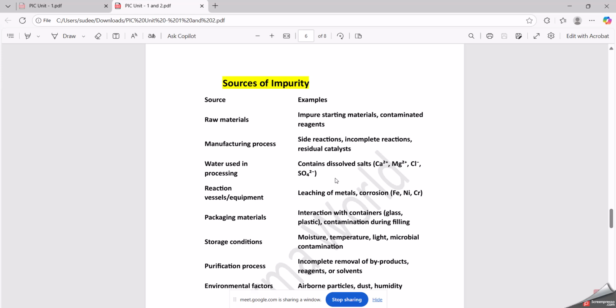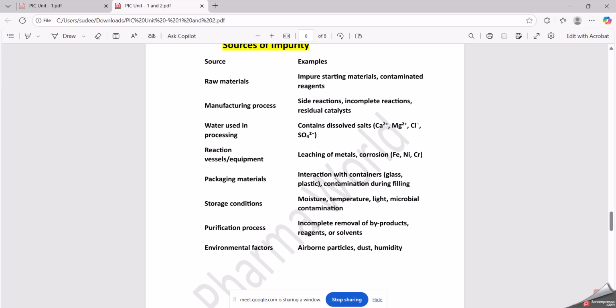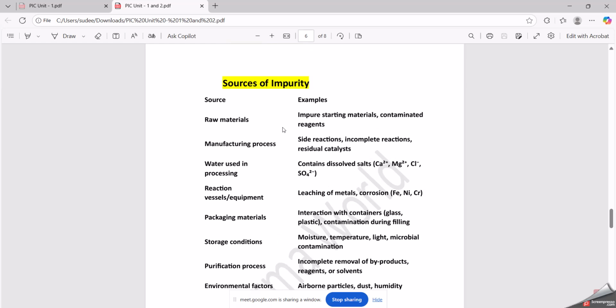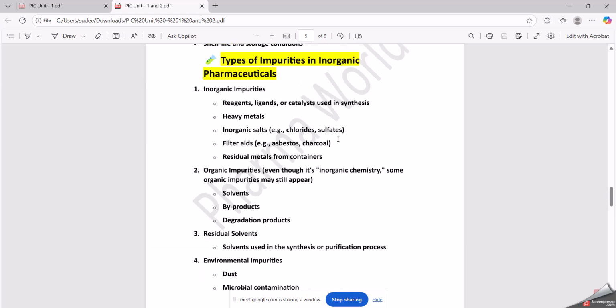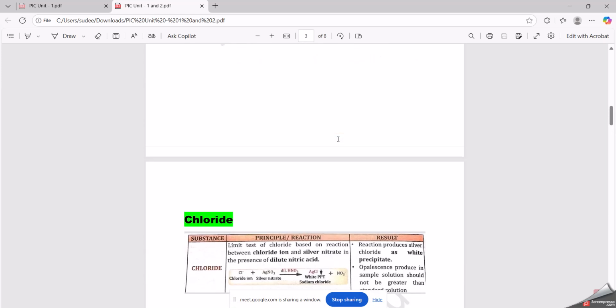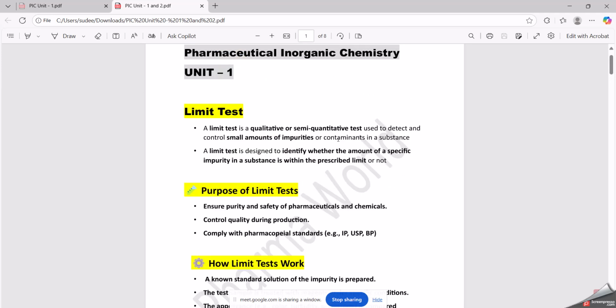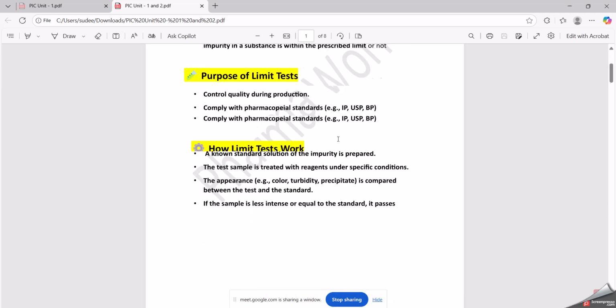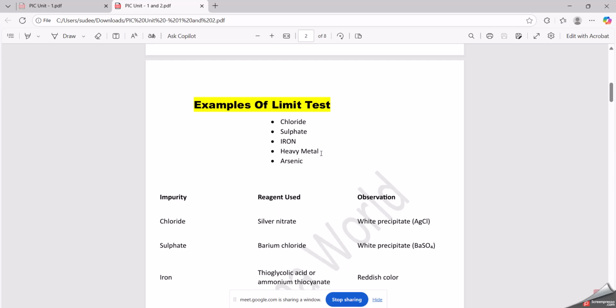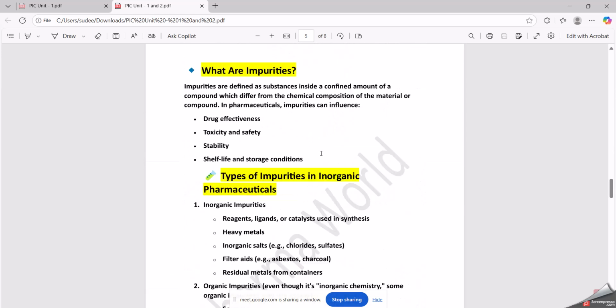Storage conditions influence things like moisture, temperature, light, and microbial contamination. The purification process contains incomplete removal of byproducts, reagents, or solvents. Environmental factors include airborne particles, dust, and humidity. So these are all the sources of impurities. You have to remember these things. One or two examples also you have to remember, it will be very helpful. So these are the main important topics from unit 1. You have to focus on limit tests and the sources and types of impurities. So these are the main five types of limit tests, and these are all impurities.